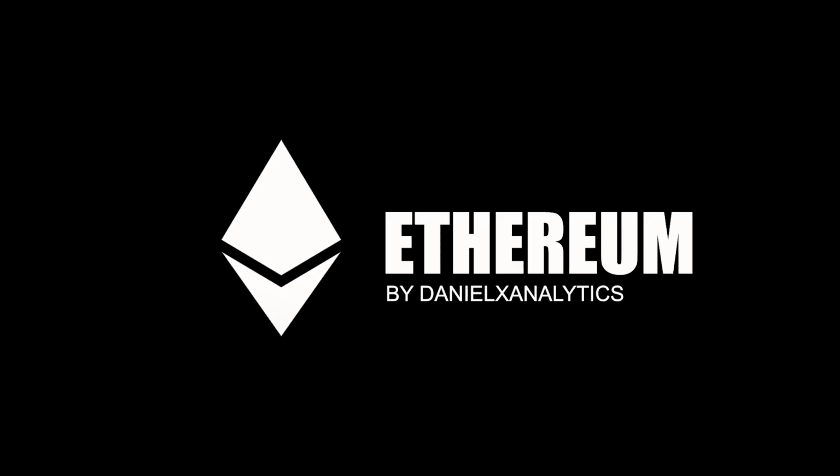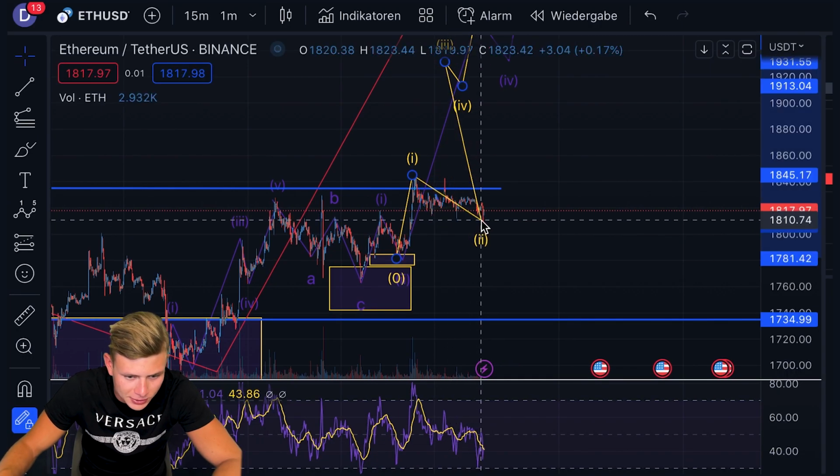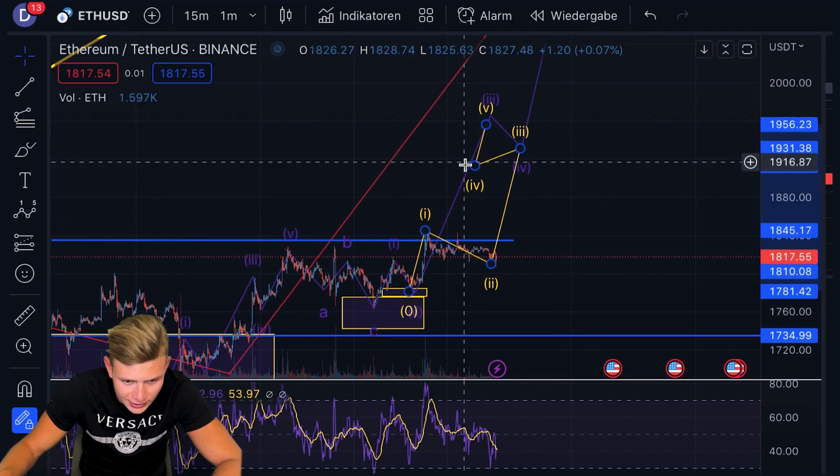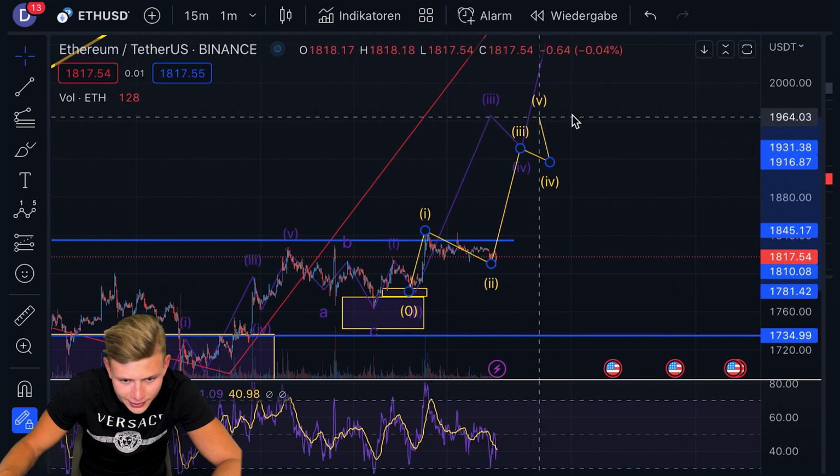Let's now have a look at the Ethereum chart as well. And I'm still following my expectations. The only small difference to yesterday's video is that I think this can take a little longer.